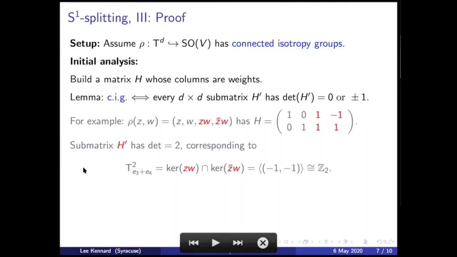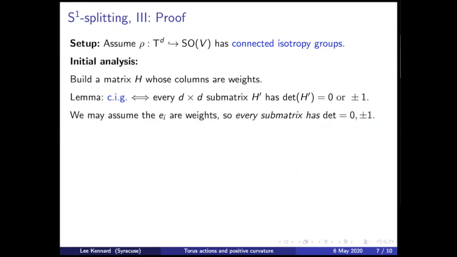And that's related precisely to the fact that if you look at the isotropy group for those directions in the representation, that involves intersecting these kernels, and you get an order 2 group. So order 2, determinant 2. In general, that's the statement that if you have a determinant larger than 1, then you get a finite isotropy group of order larger than 1. So that's a very easy example.